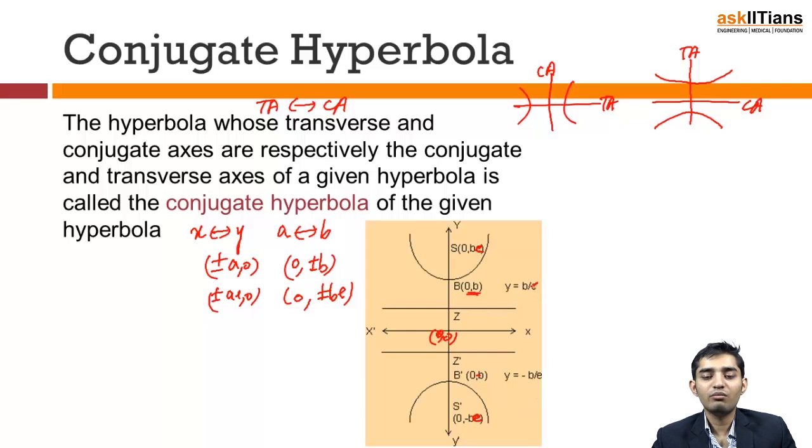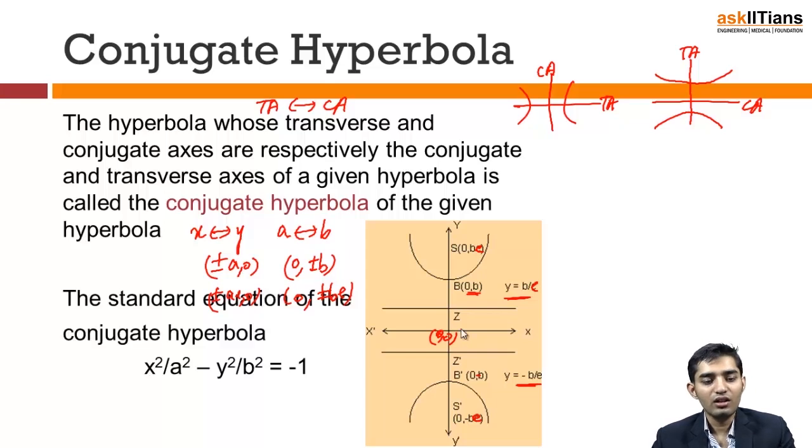Okay. Similarly, y equal to b by e is one directrix and y equal to minus b by e is the other, right? Swap x, y also. So there it was x equal to a by e. So here it is y equal to b by e. Swap x, y, swap a, b. So you will get everything. Okay. And what will be the standard equation of conjugate hyperbola? In standard equation of conjugate hyperbola, you will just replace 1 by minus 1, right? So wherever there is 1, you will just replace by minus 1. So you will get the equation of conjugate hyperbola.